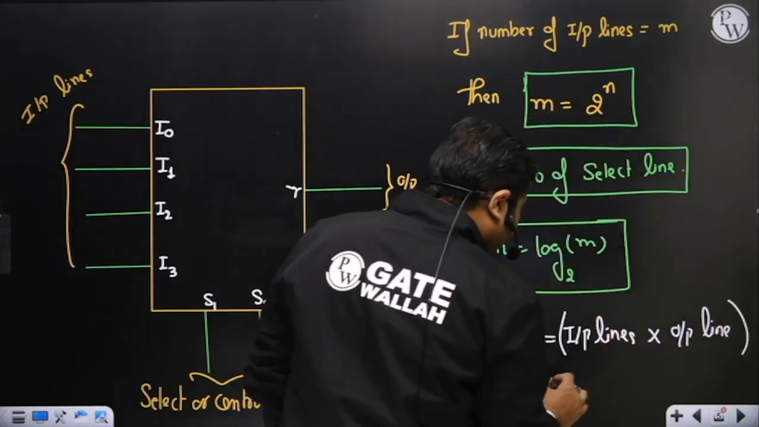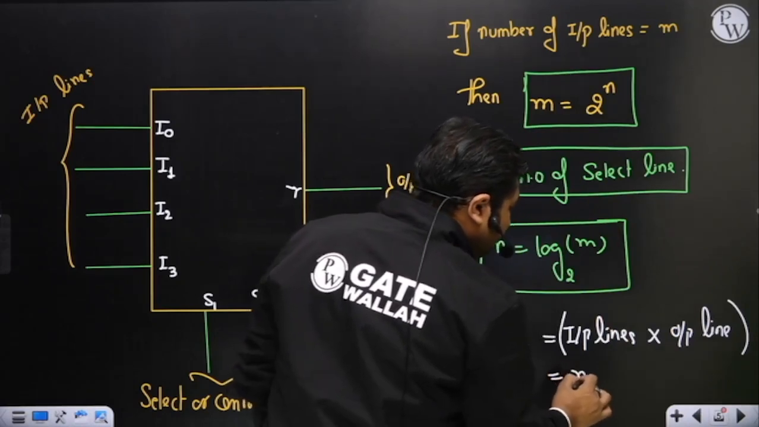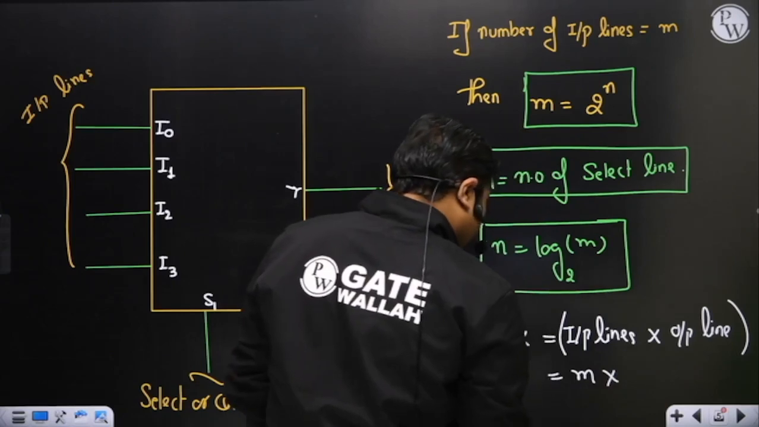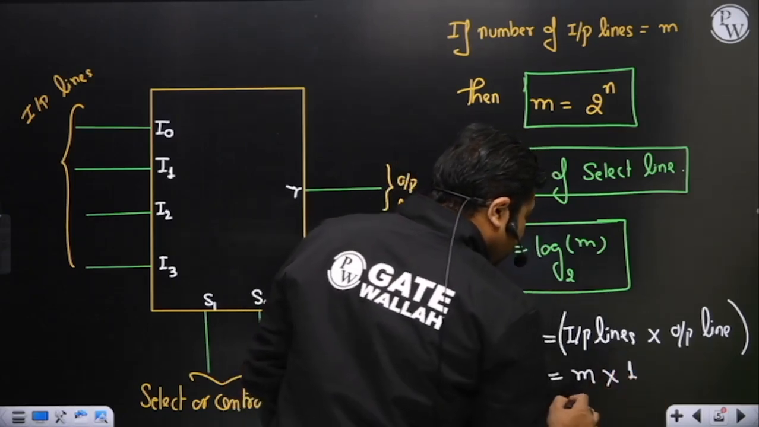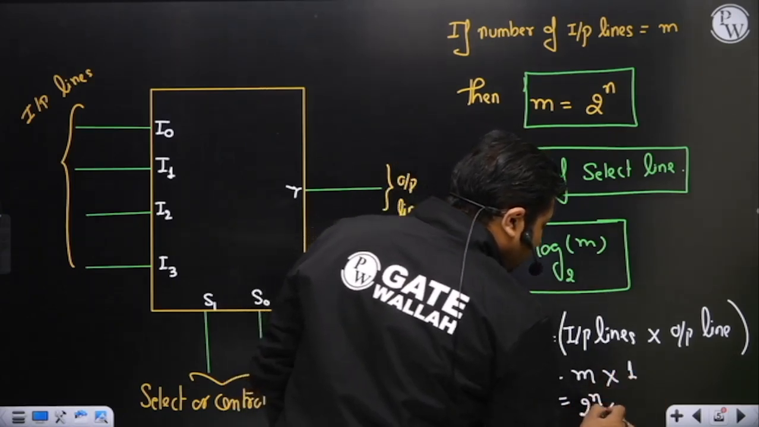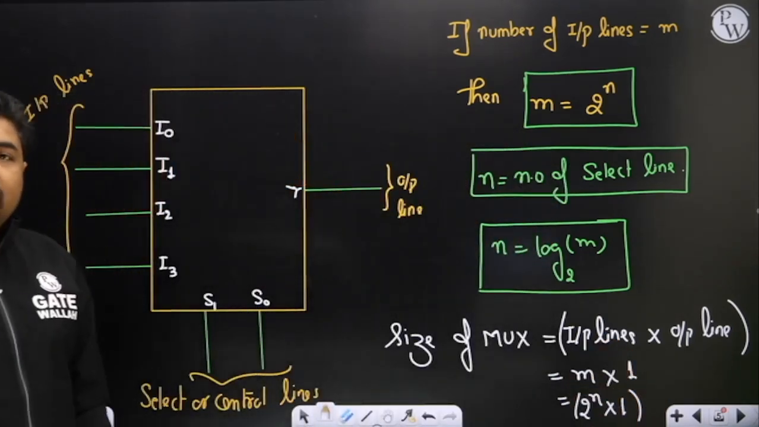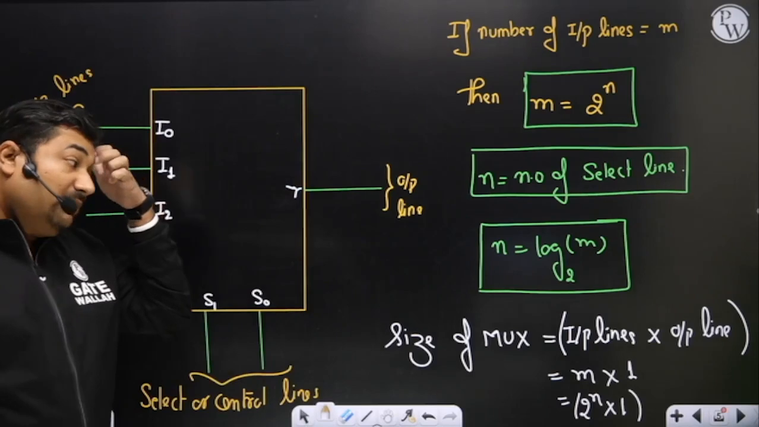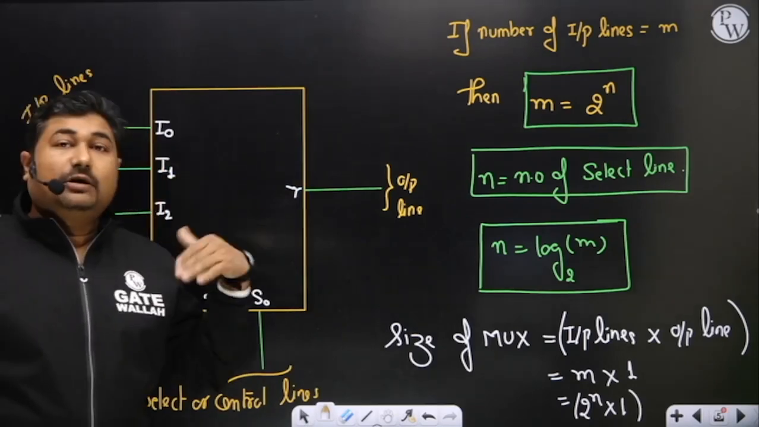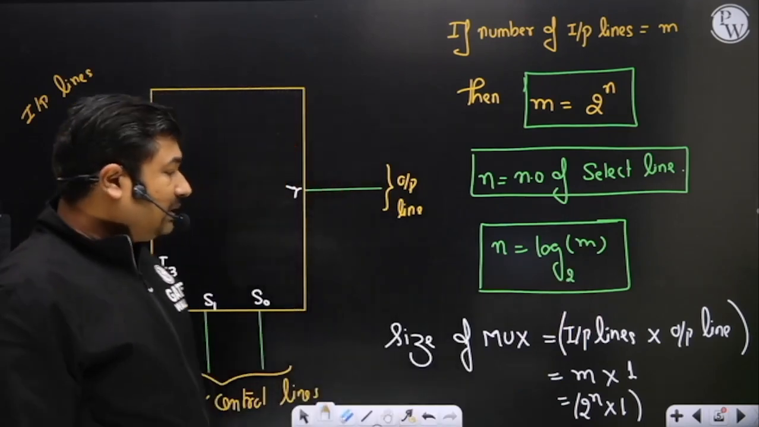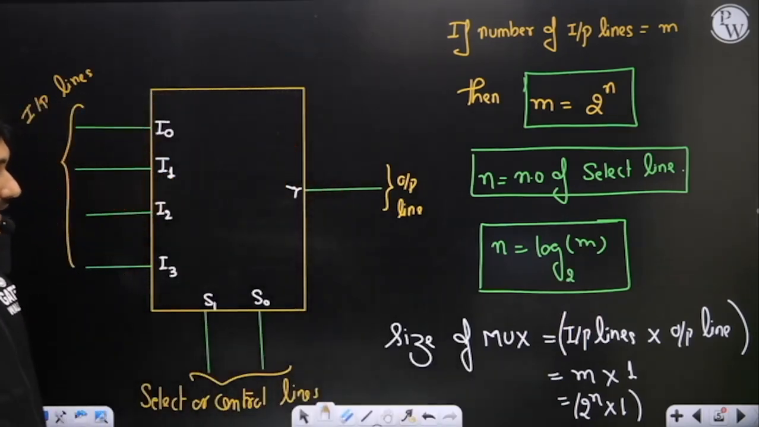So, how many input lines here? Sir, the number of input lines is M, and the number of output lines is always equal to 1. So you can also write 2 to the power N cross 1, where N is the number of select lines. So, how to find the size of the multiplexer? If you know the number of select lines, then you know the size. If you know the number of input lines, then you also know the size. This is the way of representing the size of the multiplexer.